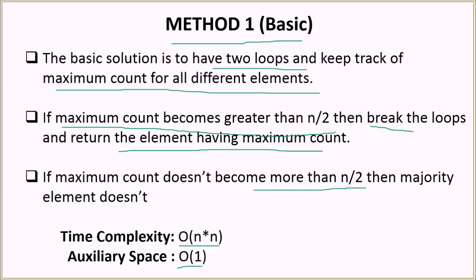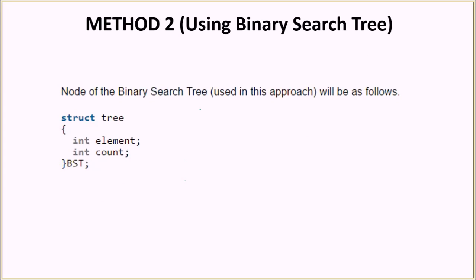So the question is, can we have a better algorithm? Yes, we can. In this we will be using a binary search tree. In the binary search tree we will be using a structure where we will have an element and we will have the count. So this will be the value of the node and this will be the count of the node. Note that in a binary search tree we do not have duplicate values, so whenever we encounter a duplicate value, we will increase the count value here. Let's see how it works.